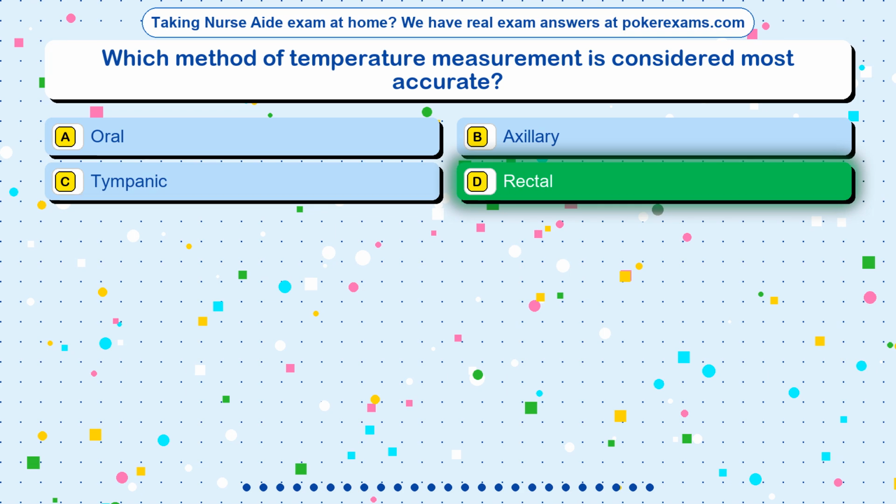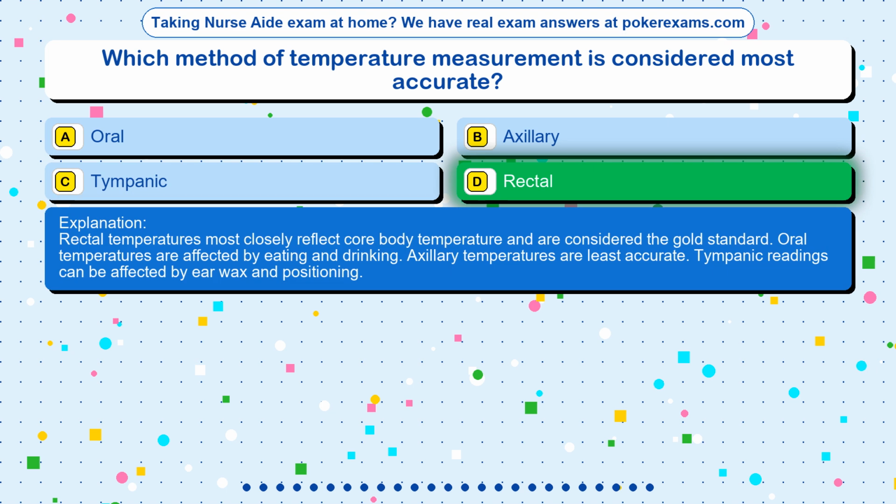The correct answer is option D. Rectal. Rectal temperatures most closely reflect core body temperature and are considered the gold standard. Oral temperatures are affected by eating and drinking. Axillary temperatures are least accurate. Tympanic readings can be affected by earwax and positioning.